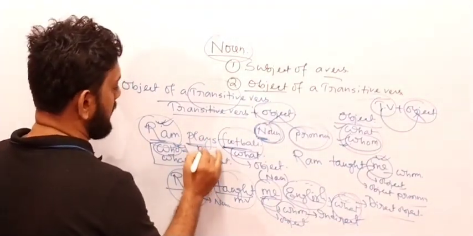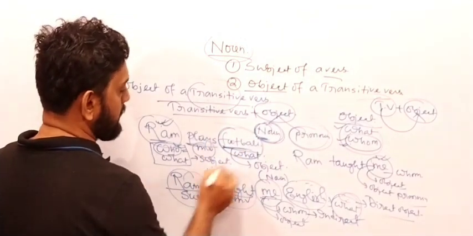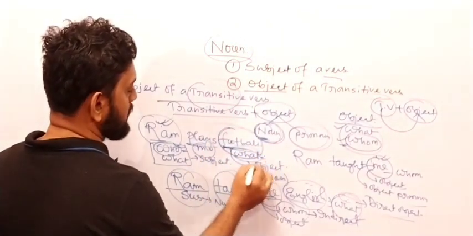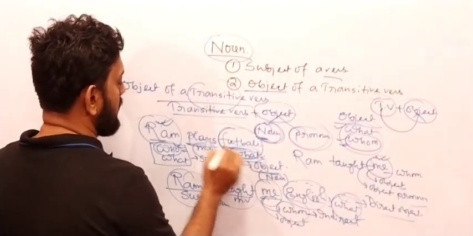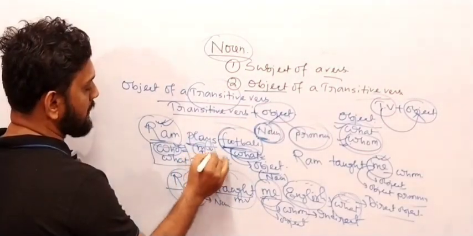So now this place is the main verb. Yes or no? Ram plays what? We got the answer, object. That means we got an object. So what have we written? Main verb. Also it acts as a transitive verb.